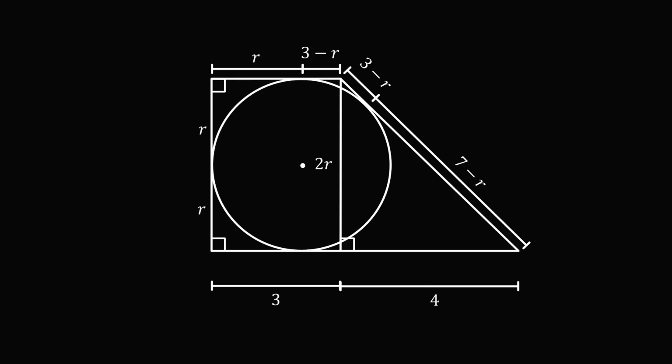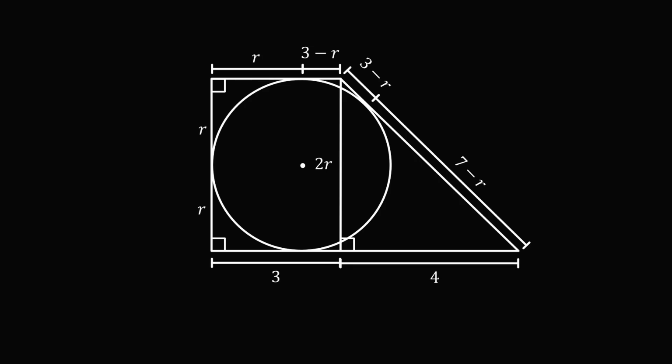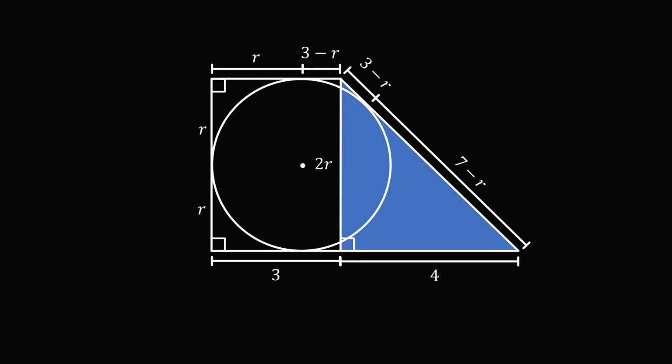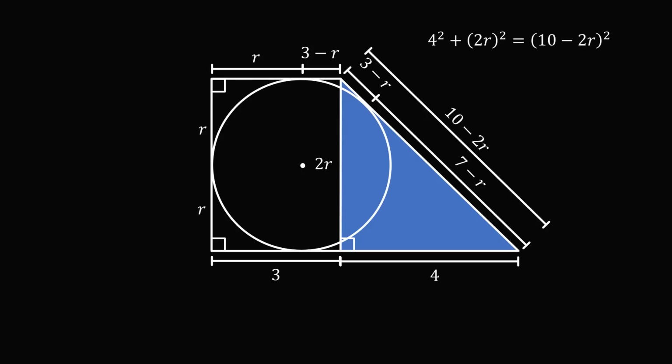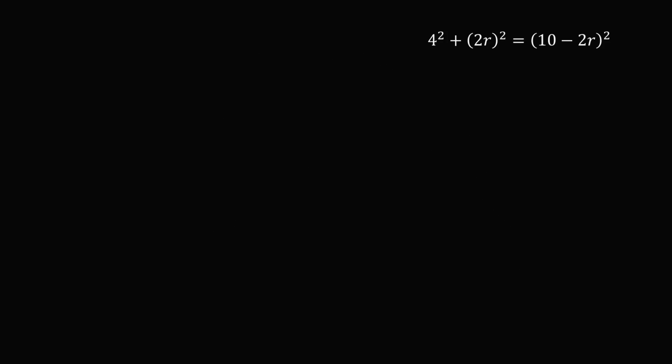Let's now clean up the diagram and focus on the right triangle that we have constructed. One leg has a length of 2r, another leg has a length equal to 4, and the hypotenuse has a length equal to 3 minus r plus 7 minus r, and this simplifies to 10 minus 2r. We therefore have the equation that the square of 4 plus the square of 2r is equal to the square of 10 minus 2r. All that remains is to solve for r in this equation.